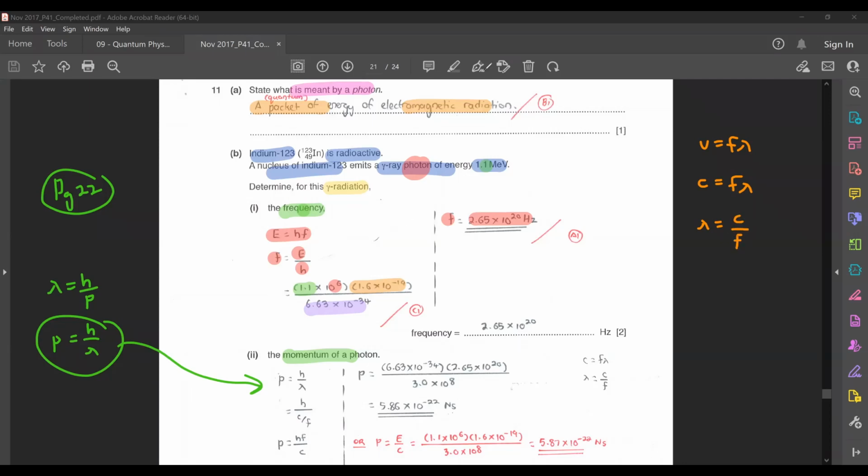So right now in your workings, you would have momentum equals Planck constant divided by wavelength, and then your wavelength is actually speed of light divided by frequency. Eventually, your momentum expression will be p equals hf over c. From there, all you need to do is sub in all the relevant values for your Planck constant, for your frequency that you found from the part above, and then divide it by the speed of light. Your final answer here would be 5.86 times 10 power minus 22 newton second.